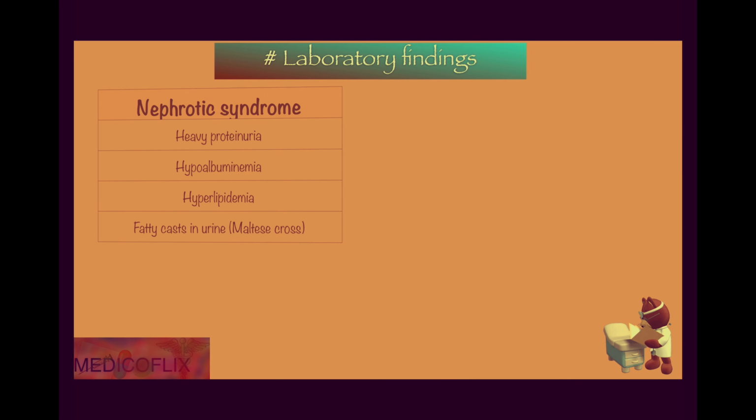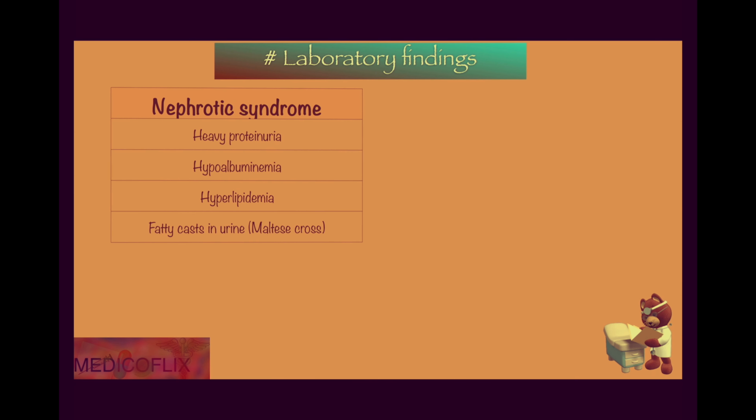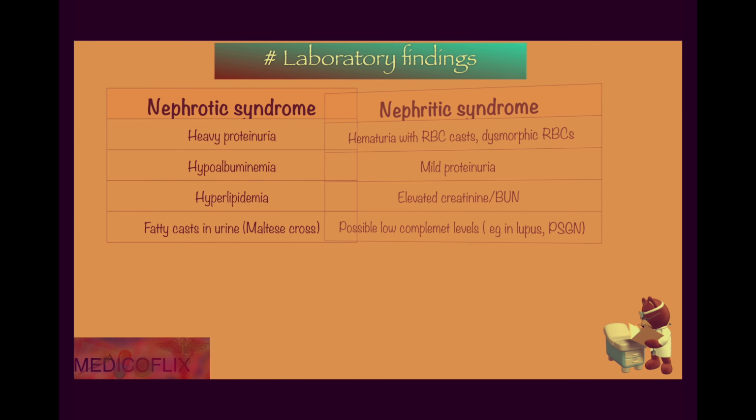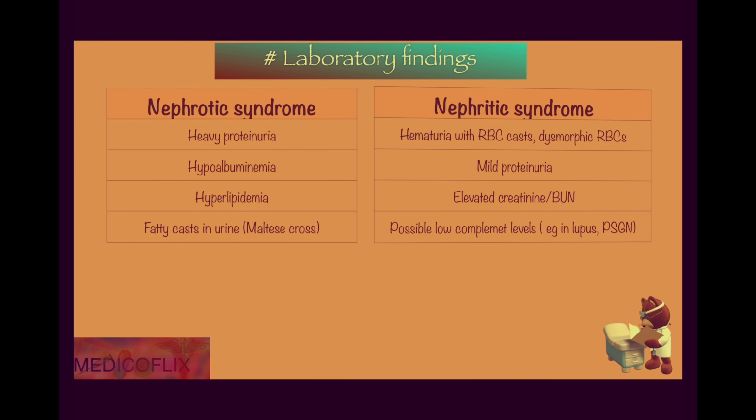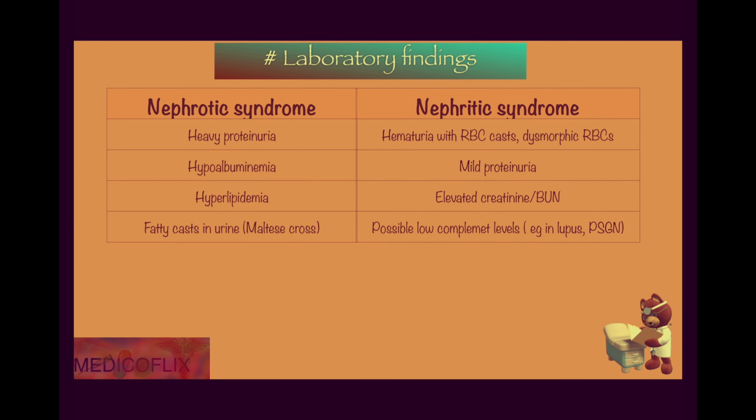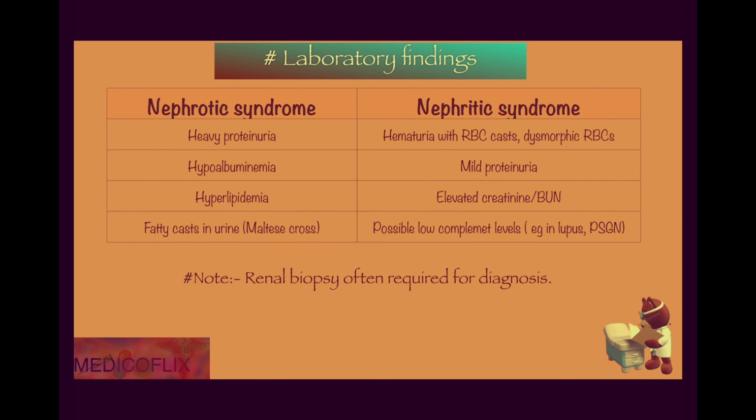Let's see the laboratory findings of nephrotic and nephritic syndrome. In nephrotic syndrome, heavy proteinuria, hypoalbuminemia, hyperlipidemia and fatty casts in urine, which are also called Maltese cross, are seen. While in nephritic syndrome, hematuria with RBC cast and dysmorphic RBCs, mild proteinuria, elevated creatinine and blood urea nitrogen level, possibly low complement level in lupus and PSGN are seen. Note, renal biopsy is often required for diagnosis of nephrotic and nephritic syndrome.